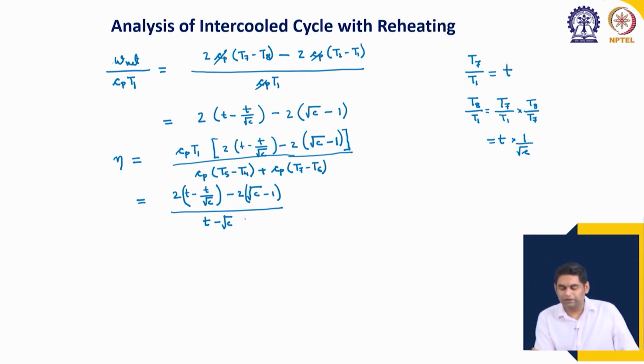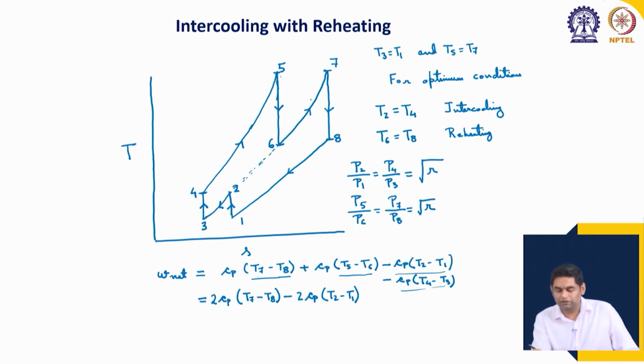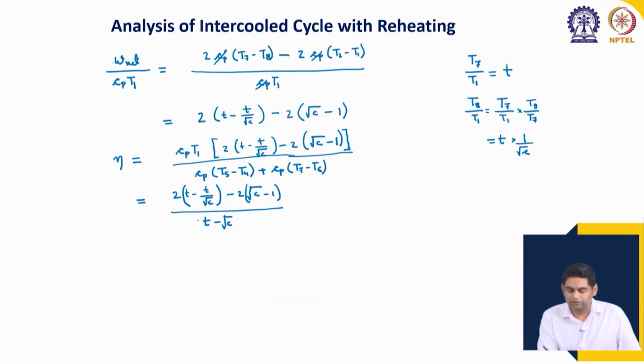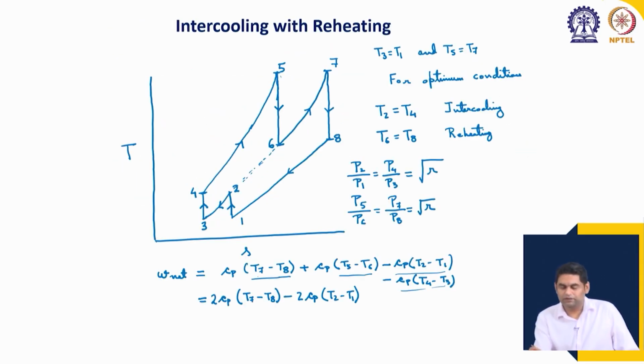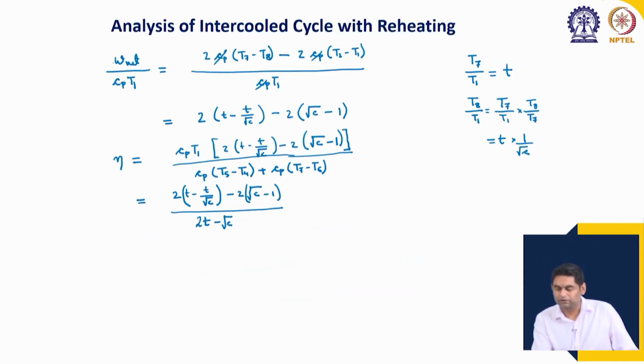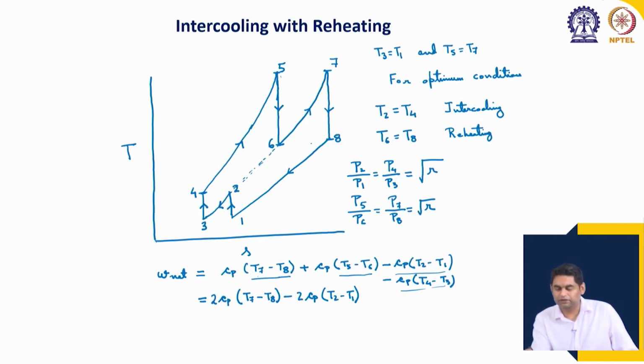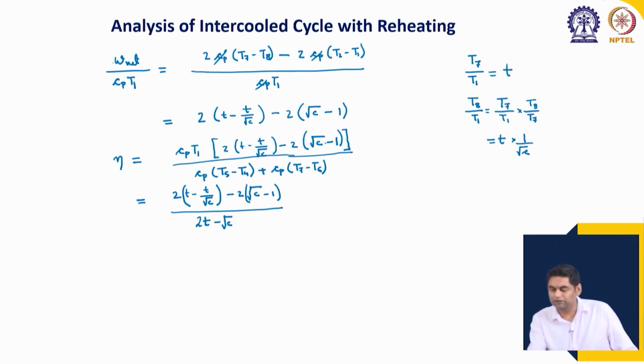Then T7 by T1 is again T. So, I will write 2T minus T6 by T1. What is T6 by T1? T6 by T1 is equal to T8 by T1, because T6 and T8 are equal, and we have found that T8 by T1 is equal to T by root C, minus T by root C.